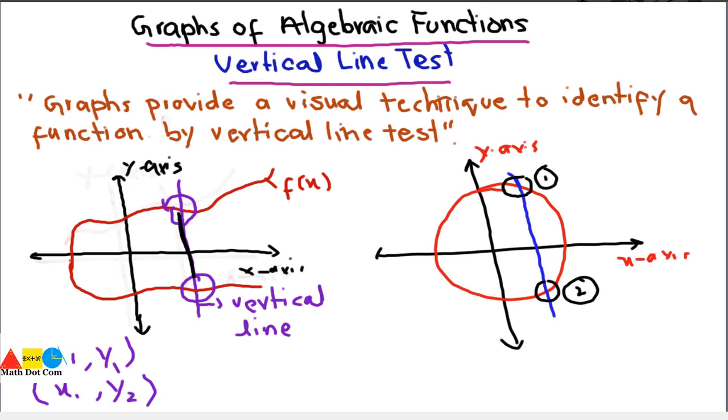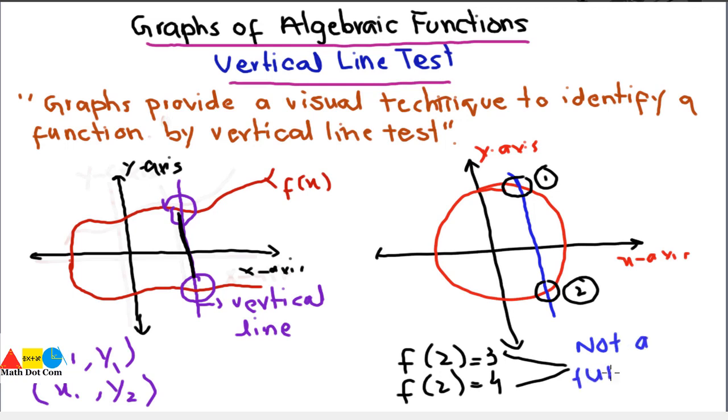So as we have already said, if f of 2 is equal to 3 and f of 2 is equal to 4, if this situation comes across, then that means we have two outputs at the same input. Then we can say that the given relation is not a function. So this is what we call the vertical line test, to identify whether the given relation is a function or not.